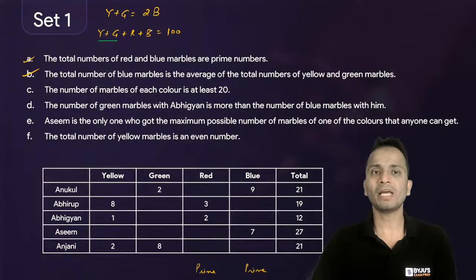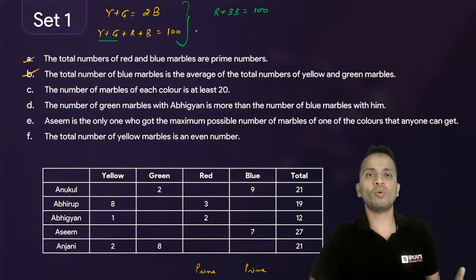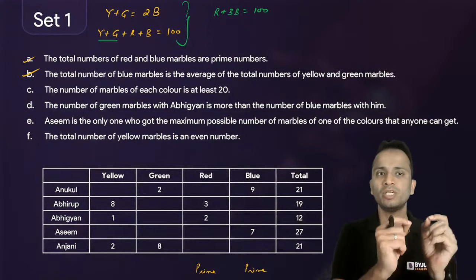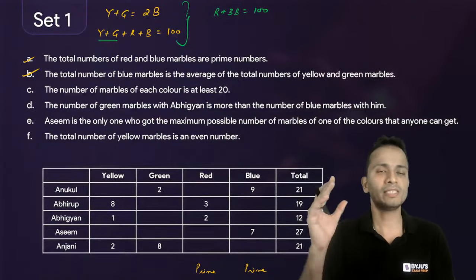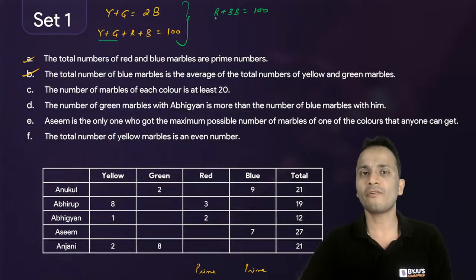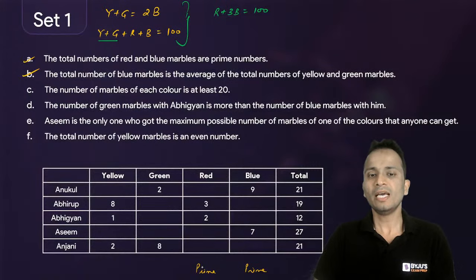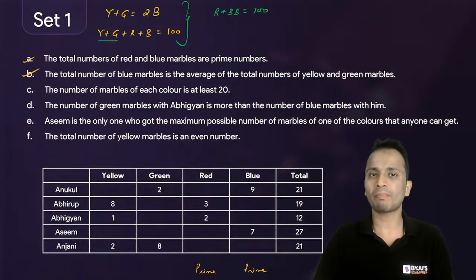So red plus 3 blue is equal to 100 is what I will get from these two equations. All right, I hope all of you are clear with this. So I have substituted the value of yellow plus green, which is equal to 2 blue, in the second equation, and I've got this equation. Now this equation is in red and blue. So red plus 3 blue is equal to 100. Red and blue are prime numbers. Okay, red and blue are prime numbers.